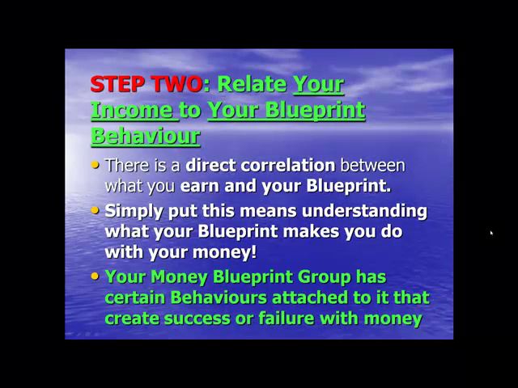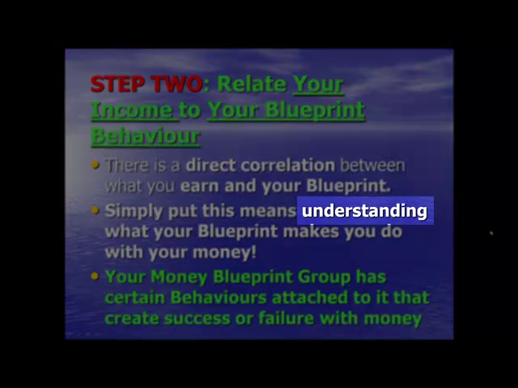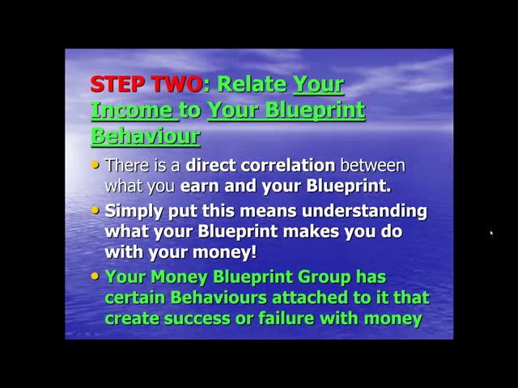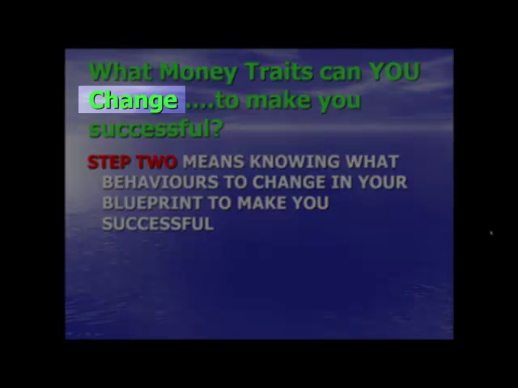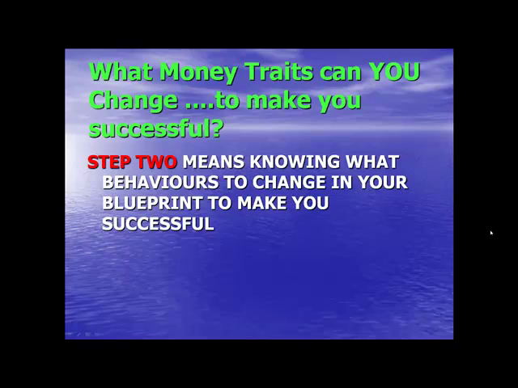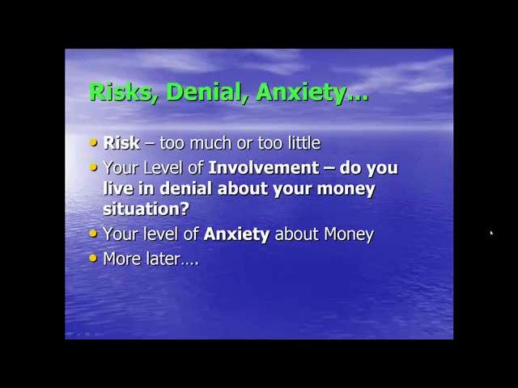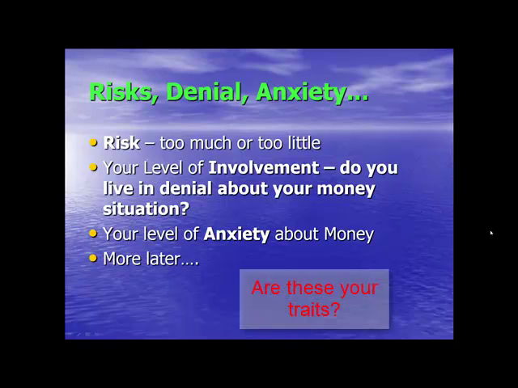Step 2 is to relate your income to your money blueprint or behavior. That means simply understanding what your money blueprint makes you do when it comes to your money. Your money blueprint group has certain behaviors attached to it that create success or failure with money. So step 2 also means knowing what behaviors to change in your blueprint to make you successful. Do you take risks with money? Too much or too little risk? What is your level of involvement with your money? Do you pretend you'll come out at the end of the month knowing full well that you won't? Or do you count every penny? What is your level of anxiety with money?